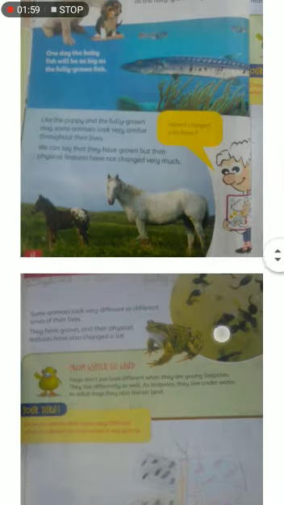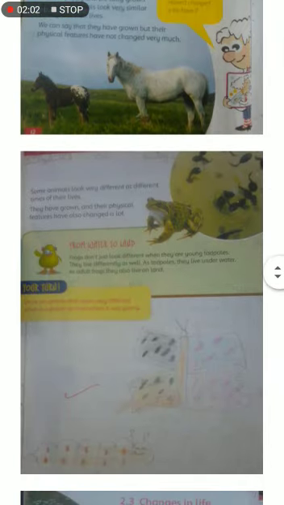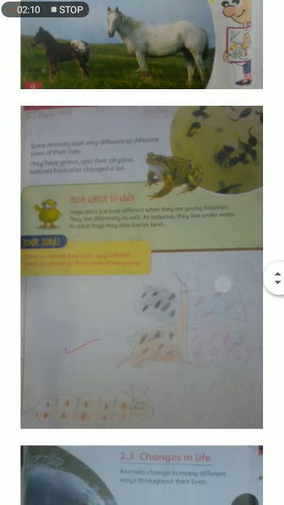Now look at the next page. There is a tadpole and frog. Some animals look very different at different times of life. They have grown and their physical features have also changed a lot. Now we can discuss some interesting facts about tadpole and frog, from water to land. Frogs don't just look different when they are young tadpoles. They live differently as well. As tadpoles they live underwater, and as adult frogs they also live on land.